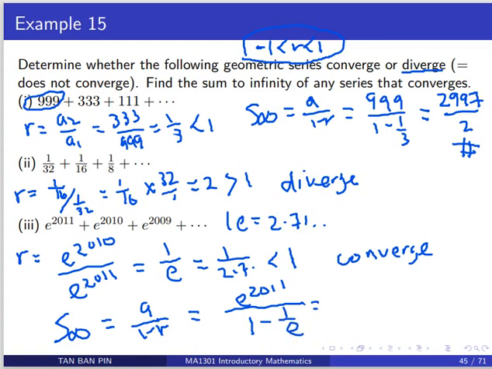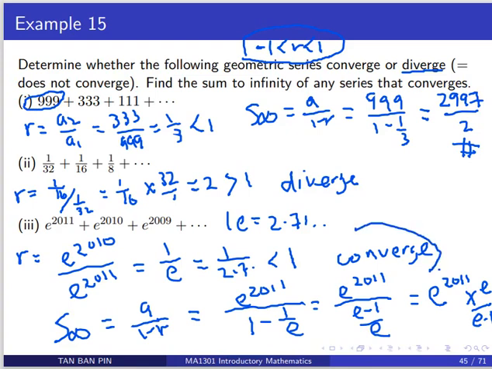So this one you can rewrite as e power 2011 over e minus 1 over e. So it gives you e power 2011, then you can invert it, times e over e minus 1. So with that, you can combine it to give you, the final answer is e power 2012 over e minus 1.